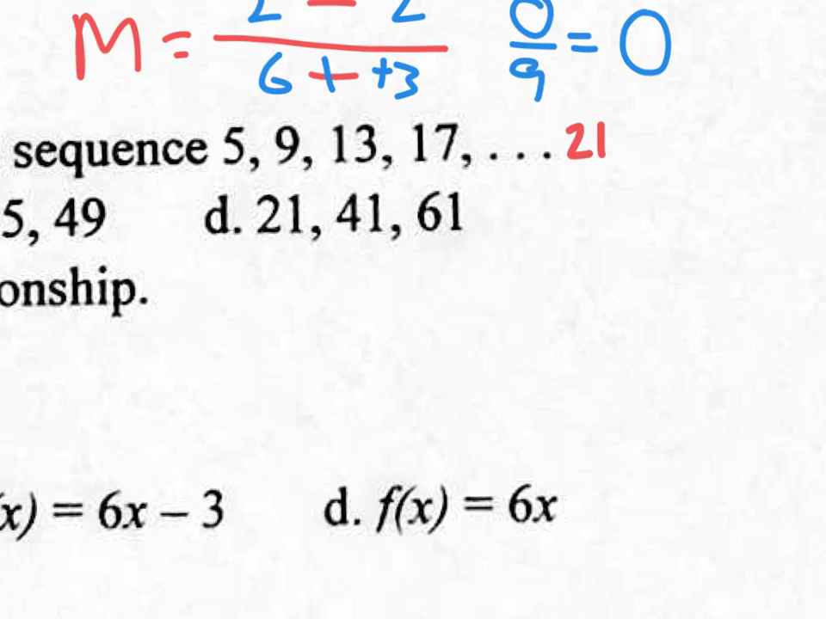21. And the next number? 25. And the next number? 29. That was easy, right? Okay, so 21, 25, and 29 is your answer.